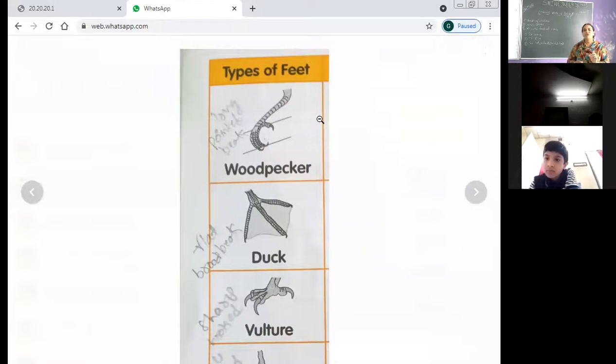They are very curved. So how do the curved claws help the woodpecker? To climb and tightly hold the branches. To climb and hold the branches, the woodpecker has curved claws. Which bird has curved claws? The woodpecker. With curved claws it can climb and hold the branches.